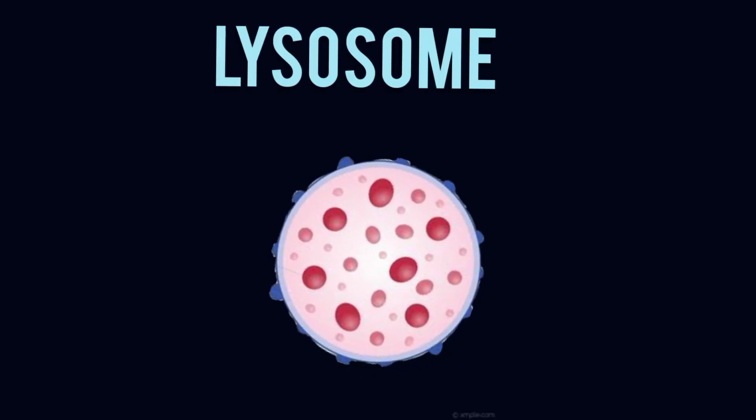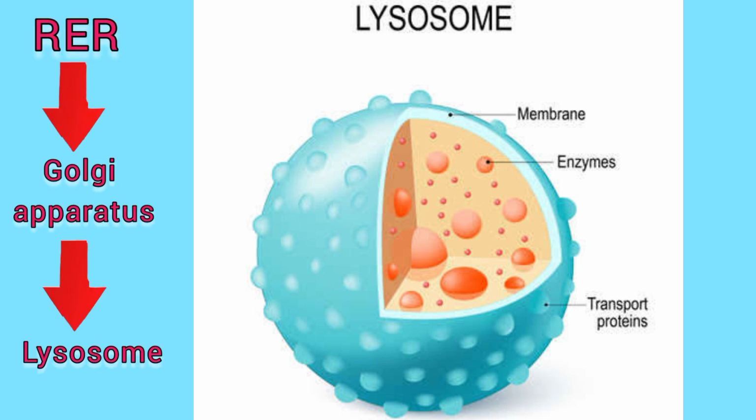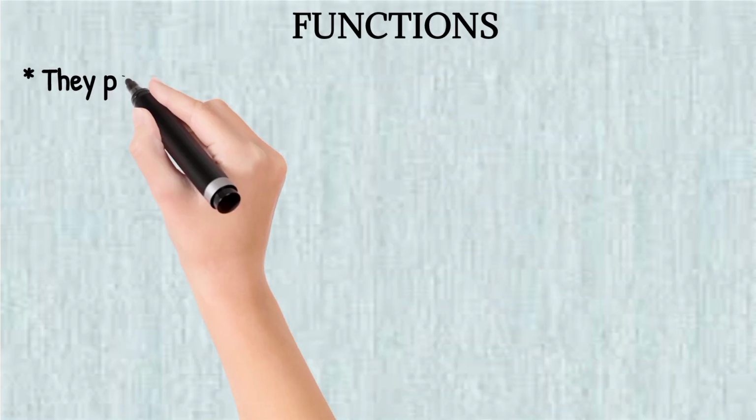Moving on to the next organelle, that is the lysosome. The lysosomes are tiny, spherical, sac-like structures that are distributed in the cytoplasm. They are actually small vesicles which are surrounded by a single membrane. The lysosome contains very powerful enzymes, and these enzymes are capable of digesting or breaking down all organic materials. The enzymes of the lysosome are prepared by the rough endoplasmic reticulum. They are then sent to the Golgi apparatus where they are modified, and from there they are transported to the lysosome.